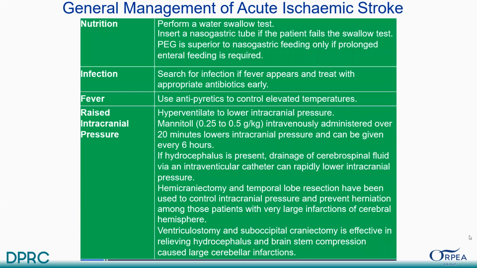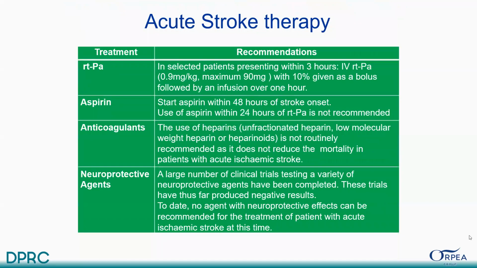Also nutrition: perform a water swallow test and insert a nasogastric tube if the patient fails the swallow test. Infection: we have to search for infection if fever appears and treat with appropriate antibiotics early. For fever, we have to control the elevated temperature. And also there is the intracranial pressure, where we hyperventilate to lower it.